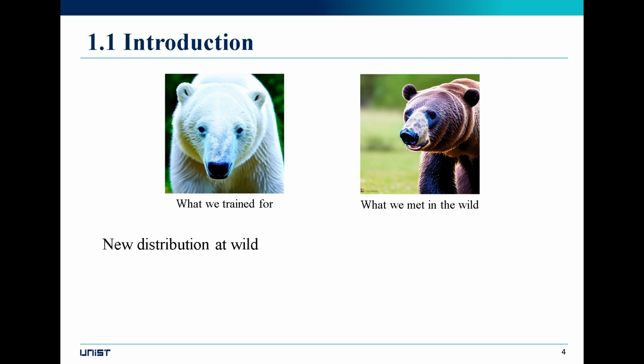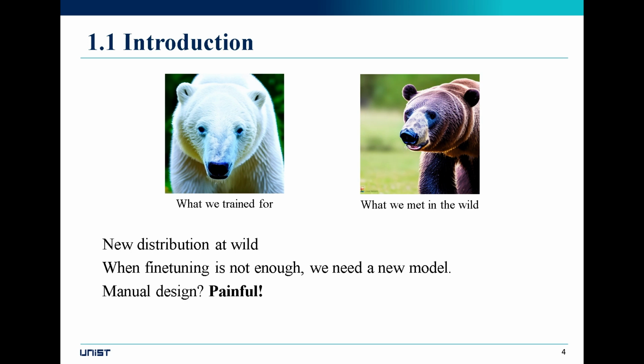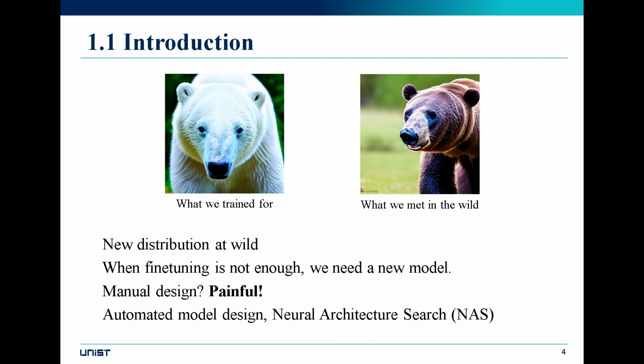Whenever we deploy our model to the wild, we often face new distribution in scale of dataset shift. When training the model does not help that much, we're gonna use a new model. However, manually designing a model every single time will be really exhausting. Therefore, you need to automate your model design by using Neural Architecture Search, or NAS.